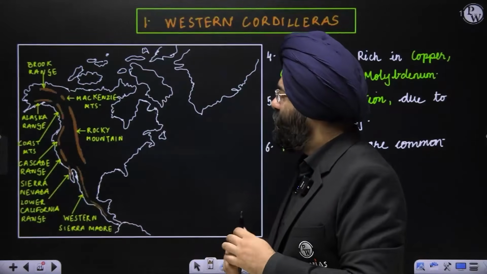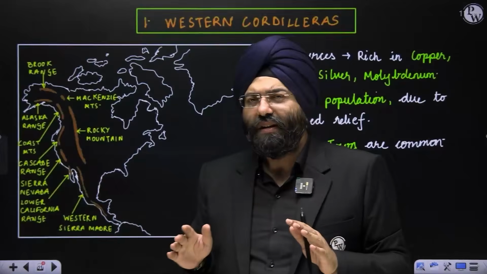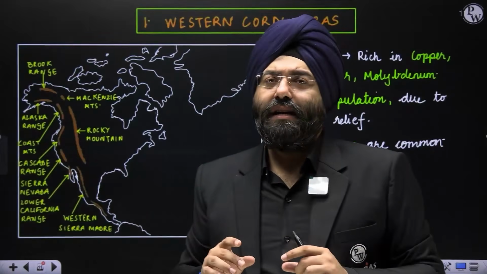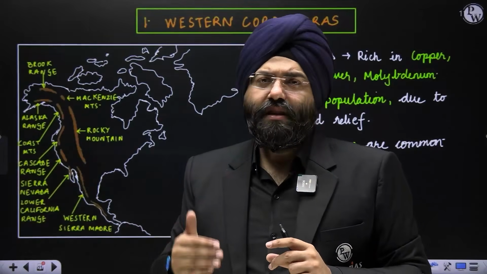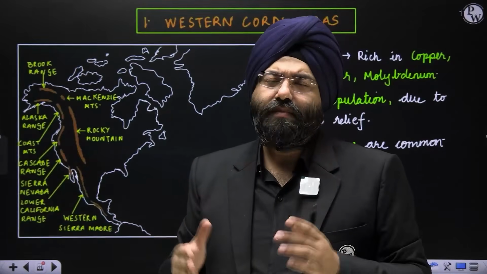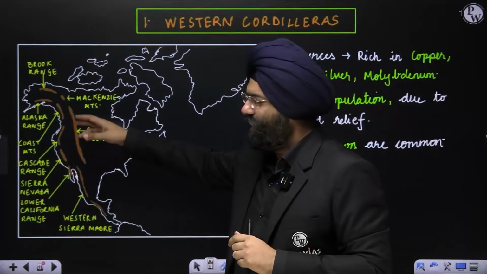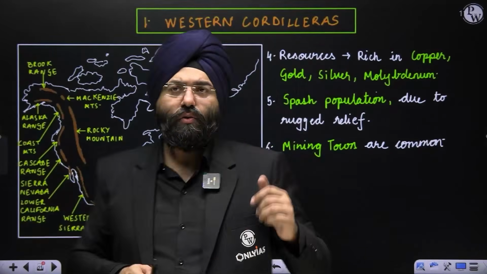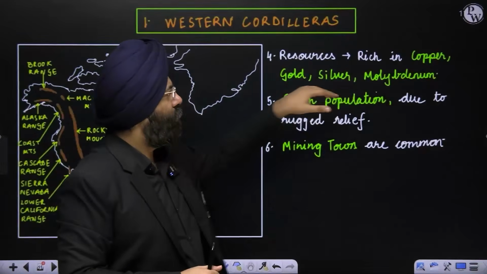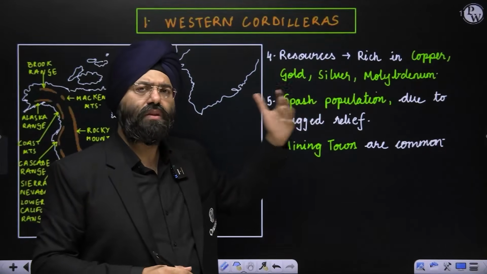So what we know is that still a lot of gold mines are there. Now you will say, have the gold mines completely finished? No. Sometimes even if the gold is present in various places, it is difficult to mine and not cost effective, so sometimes mining is not done. But overall, a lot of minerals are found here. It is rich in copper, gold, silver, molybdenum. These are important minerals that are found along with other minerals.